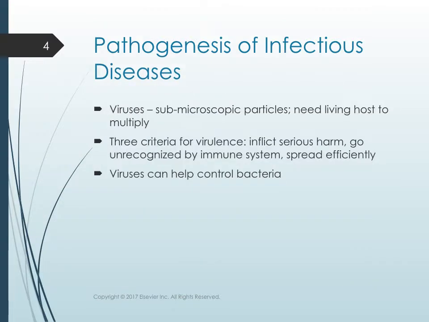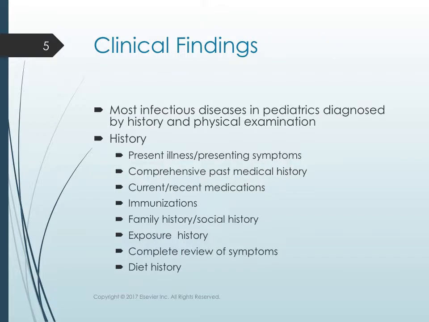Pathogenesis of infectious diseases includes viruses, which are submicroscopic particles. They need a living host to multiply. There's 3 criteria for virulence, and that includes inflicting serious harm, going unrecognized by the immune system, and spreading efficiently. Viruses can also help control bacteria.